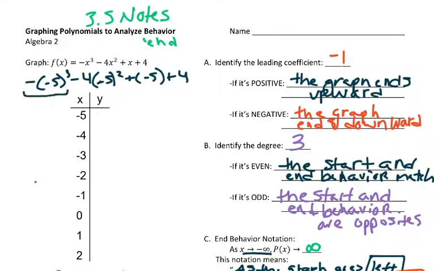And so this first piece, order of operations, gives you, let's see, 125 for this first piece. For the second piece, we'll have 25 times -4, so -100. And then -5, and then +4. So if you put that all together, 125 minus 100 minus 5 plus 4, we end up with 24.